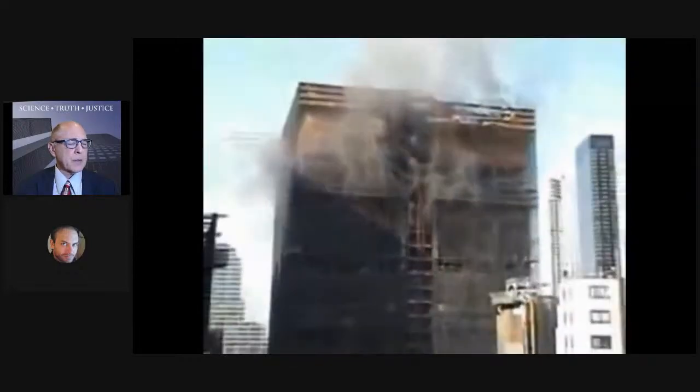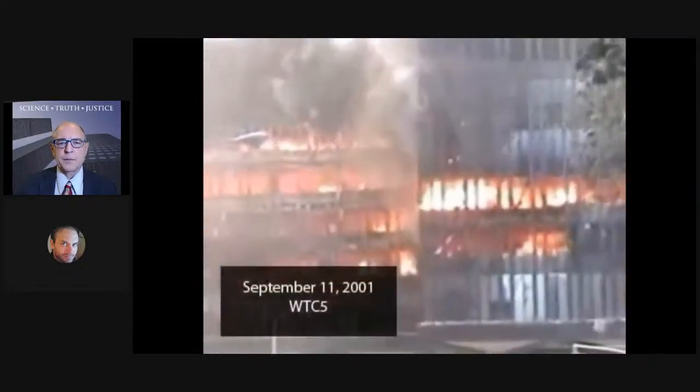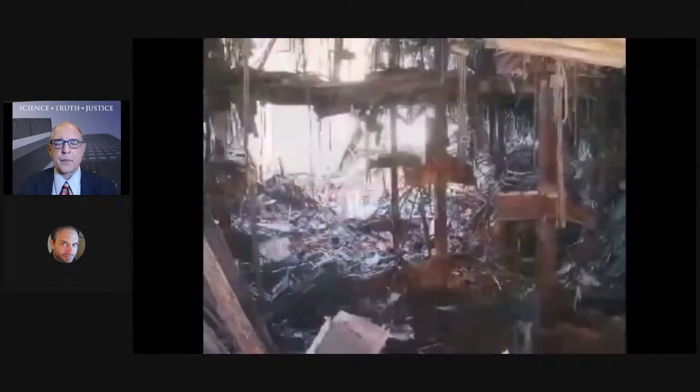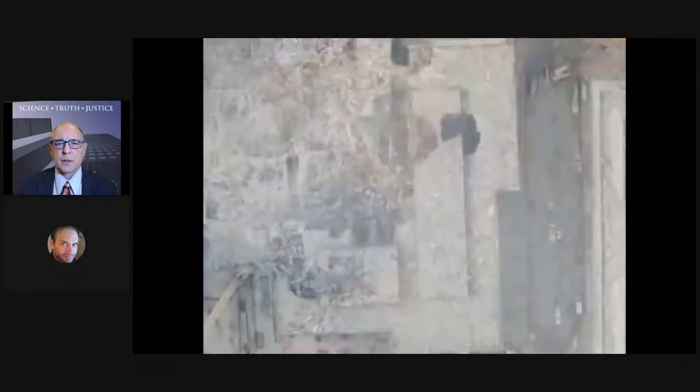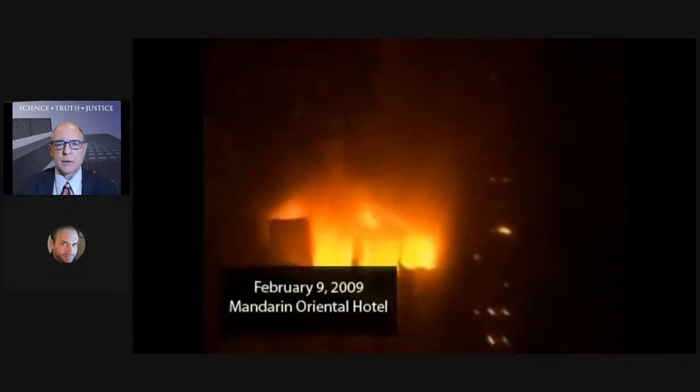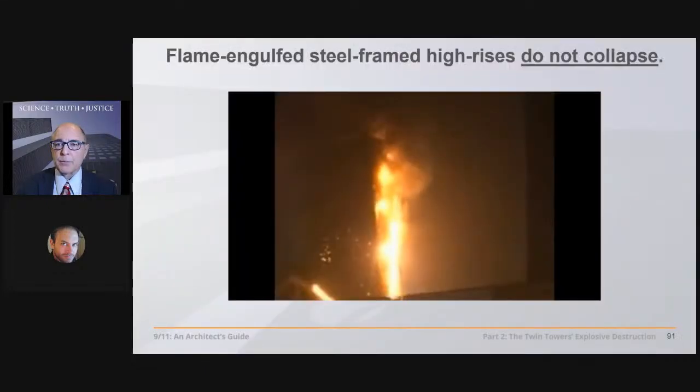It did not collapse. On 9/11 itself, 5 World Trade Center, a 9-story building east of the North Tower, was engulfed in flames after sustaining heavy damage from falling debris. A number of partial collapses occurred, but the overall structure remained standing. February 9, 2009, the Mandarin Oriental Hotel in Beijing was completely engulfed in flames for more than 3 hours during the Lunar New Year celebrations. The fire affected all 44 floors, igniting fireworks as it burned. 1 firefighter died fighting it. It did not collapse. No, none of them did.